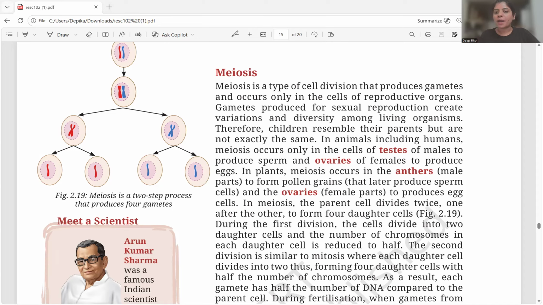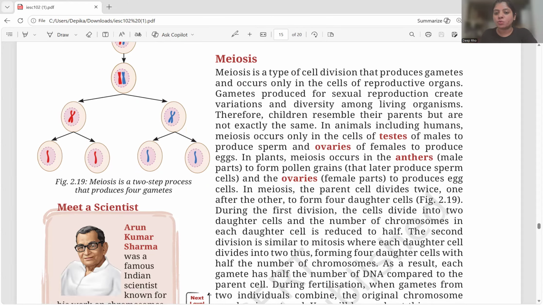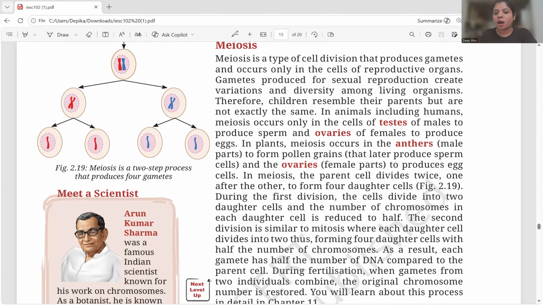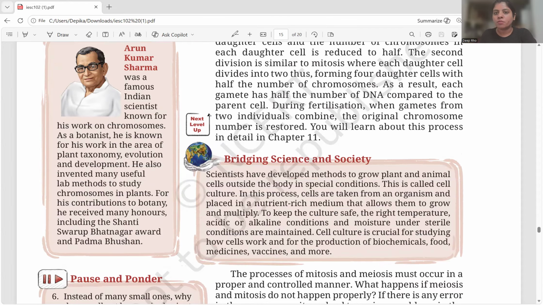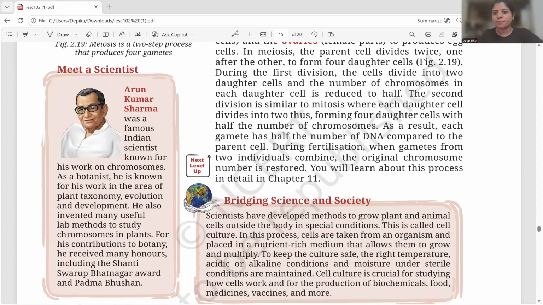So in meiosis, the parent cell divides twice. See, it divides twice, one after another, to form four daughter cells. During the first division, the cell divides into two daughter cells, and the number of chromosomes in each daughter cell is reduced. In the second division, which is similar to mitosis, each daughter cell divides into two, thus forming four daughter cells with half the number of chromosomes.